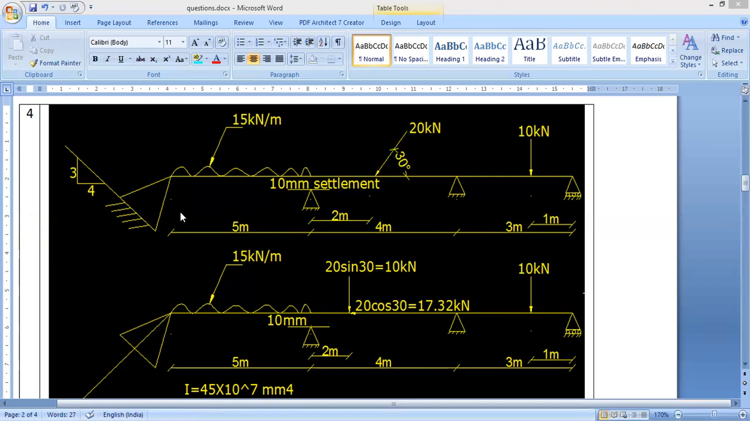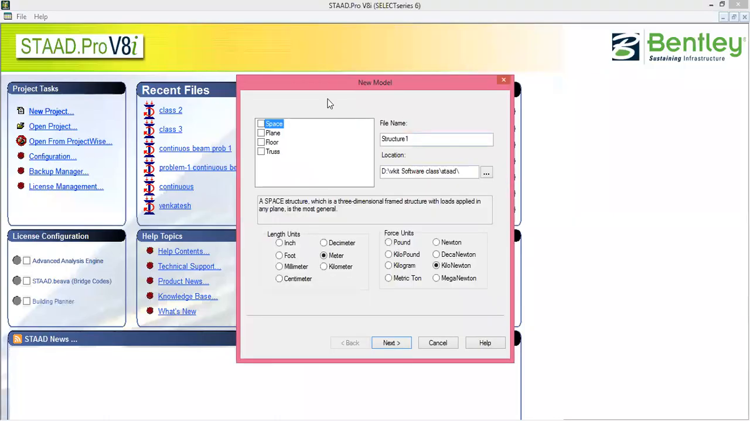Now there are two challenges here. One is to provide a settlement of the support, and we also have to include the inclined support, right? So we will go to STAAD. Open, go to new project, go to plane.